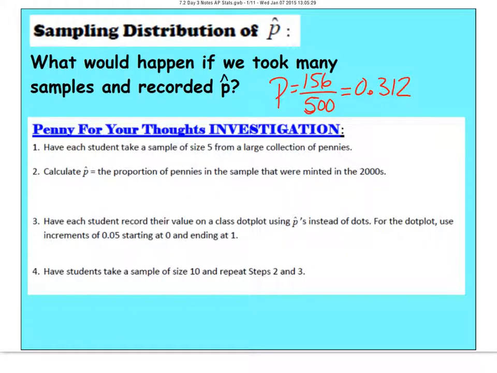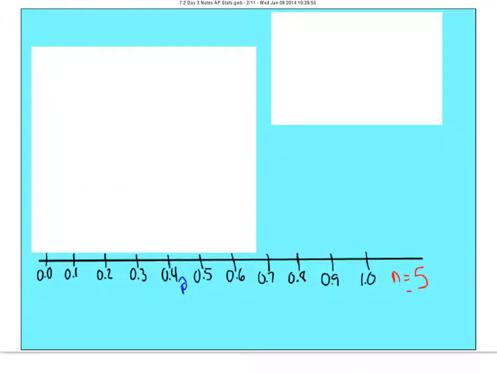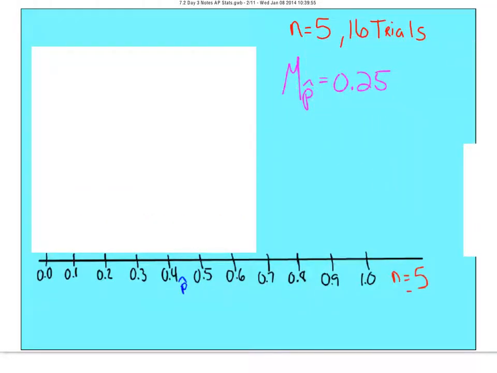Then I came back and said, all right, folks, let's do it now. What if the sample size isn't 5, but what if it's 10? And we're trying to see if the sample size is going to make a difference on how accurate we can get to the true population proportion. So in this simulation, again, this was a sample size of 5, and we did it 16 times. Now, the mean of all of our p-hats ended up being 25%.